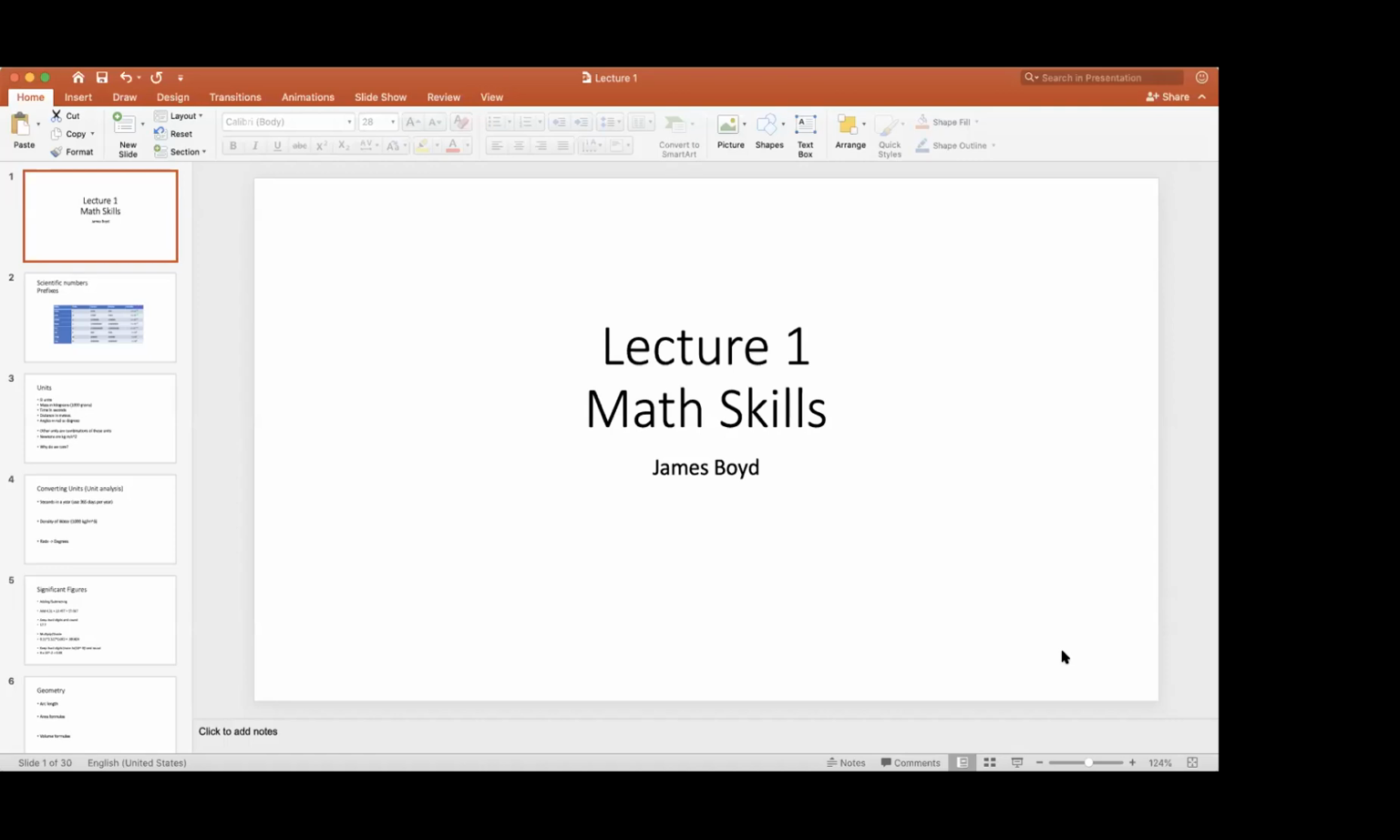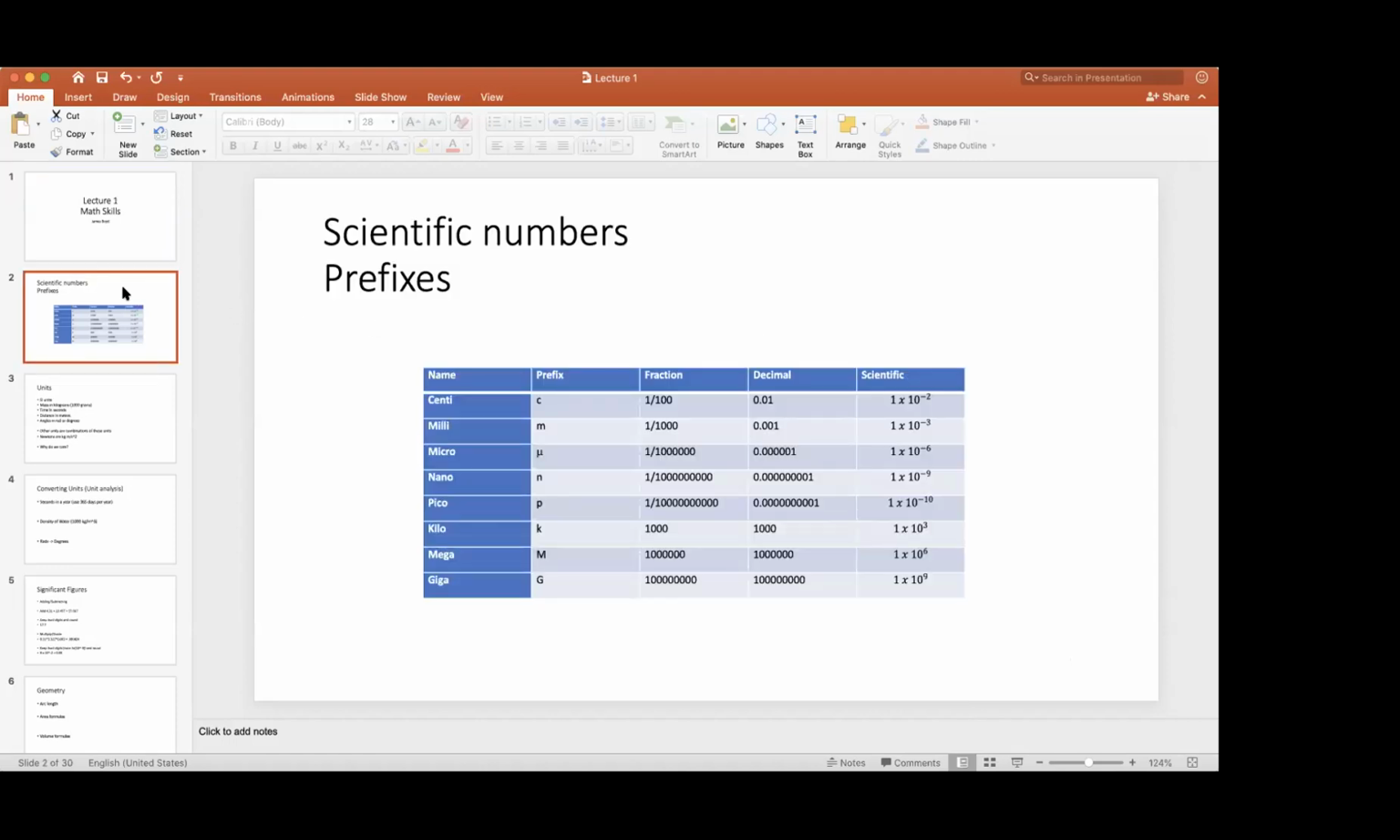I'm going to start off with something super simple, and that's the prefixes on scientific numbers. This might seem a little dumbed down. You probably know it. That's okay.